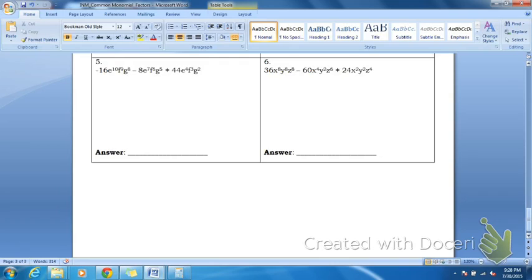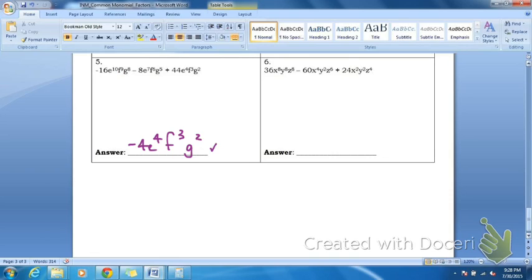With number 5, we can see, again, this starts with a negative, so we have negative, and then looking at 16, 18, and 44. Not all of those are divisible by 8. 44 is not, so we have to use negative 4 at the most. Then we have e to the fourth power, f to the third, and g to the second power. And then for number 6, sorry, let me put a little check mark so we know that one's correct.